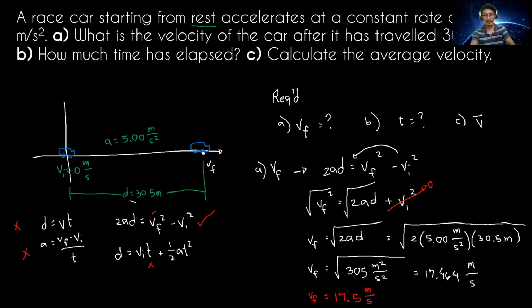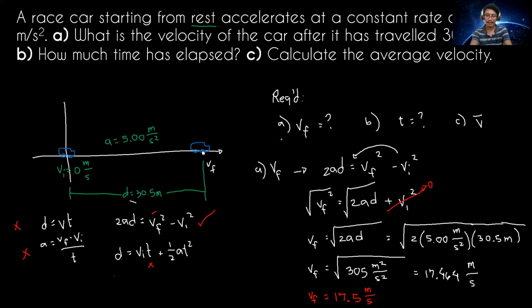For letter B, the unknown is time. First, let's identify the given values. What are our given values? We have initial velocity, which is 0 meters per second. And then we have acceleration, which is 5.00 meters per second squared. And then we have displacement, which is 30.5 meters. And then we have the final velocity, which is 17.5 meters per second. Right?